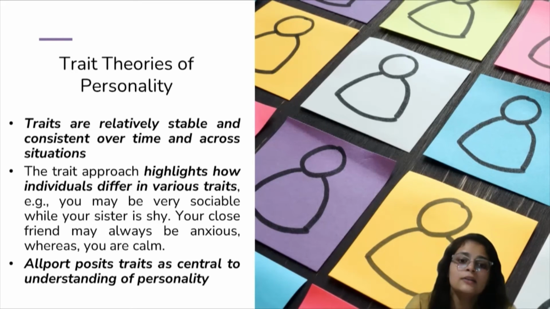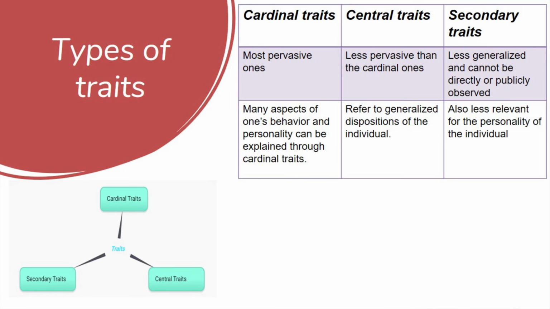According to Allport, traits are central in order to understand one's personality. He also distinguished traits into three types: cardinal traits, central traits, and secondary traits. So the cardinal traits are the most pervasive ones. Okay? These are the very general ones. Central traits are less pervasive because they are a generalized disposition of an individual. Whereas on the other hand, secondary traits are much less generalized, and they cannot be directly observed. They are also less relevant when it comes to defining the personality of an individual.